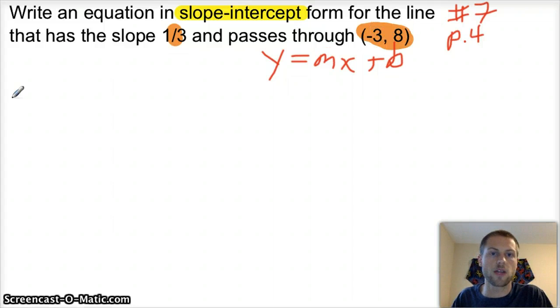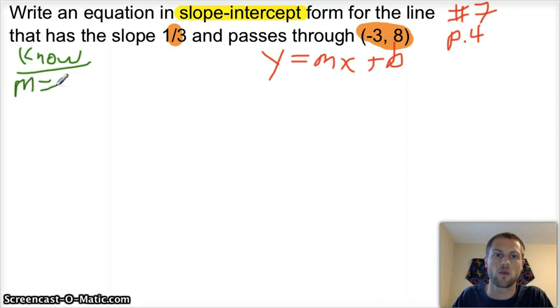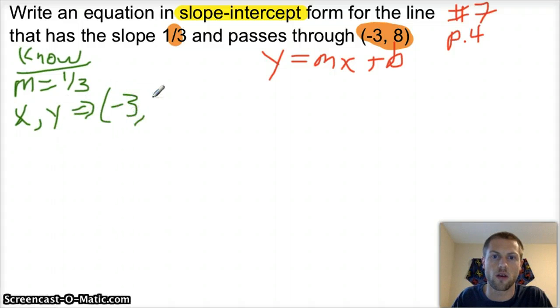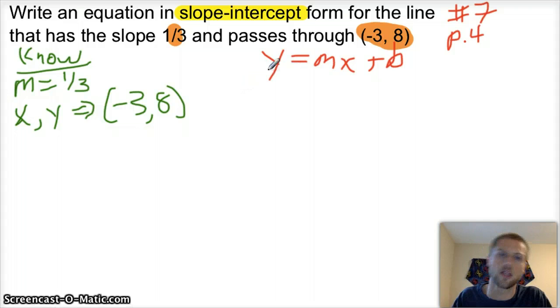So remember, we want to take a look at what we know and we're solving for what we don't know. So what are our knowns? We know that m = 1/3 and we have an xy coordinate which is (-3, 8). That looks a little bit better.